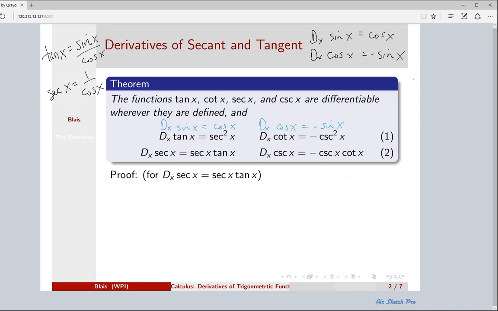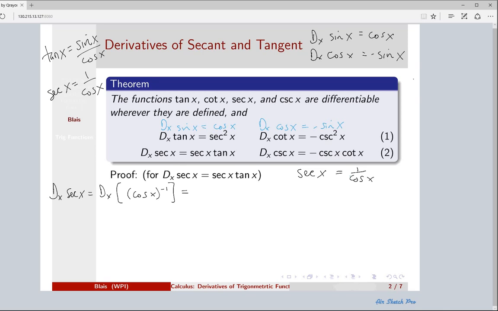Now, how do we actually derive these? We will do one of them. We'll derive this formula for the derivative of secant of x. It's actually quite straightforward once we recognize that if we just rewrite secant of x as 1 over cosine of x, we can use our regular differentiation rules for this. So the derivative with respect to x of secant x is the derivative with respect to x of 1 over cosine of x, or cosine of x to the minus 1.